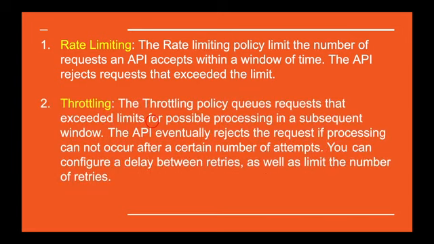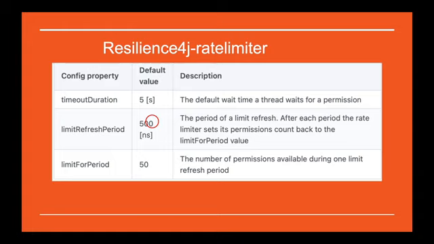And throttling is the same as rate limiting, but a throttling policy queues a request that exceeded the limit for possible processing in a subsequent window. The API eventually rejects that request if processing cannot occur after a certain number of attempts. For these attempts, you can configure a delay between the retries as well as the limit on the number of retries. If you are integrating Spring Boot with the Resilience4j rate limiter, we have to configure these properties in our application.yaml file.